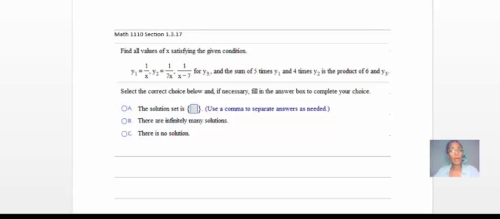Let's take a look at this problem where we want to find the x values that satisfy the sum of 5 times y1 and 4 times y2 is the product of 6 and y3.